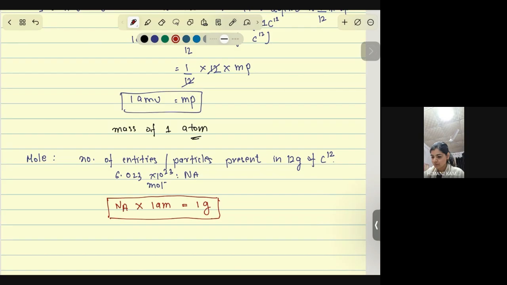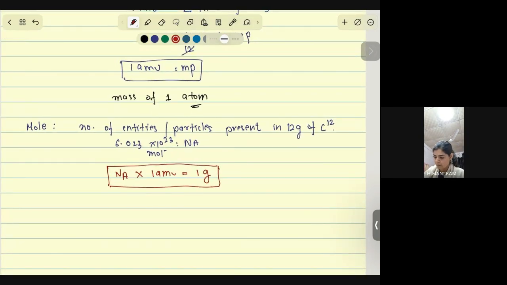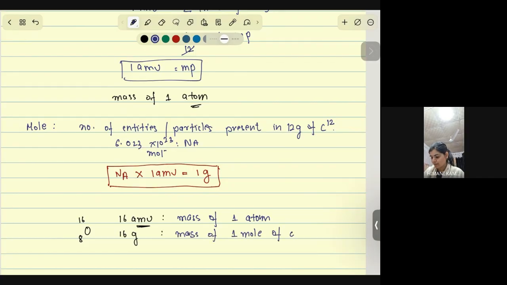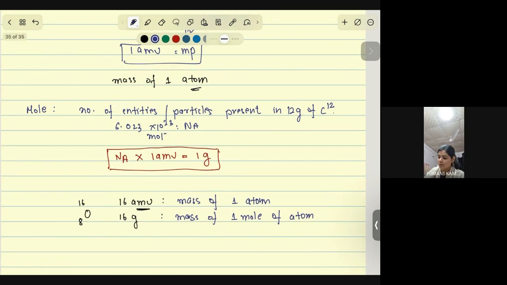Remember this. If we write oxygen as 16 AMU, then it means it is the mass of 1 atom. Because AMU is for 1 atom, so 16 AMU is the mass of 1 atom. And if it is 16 gram, then it is the mass of 1 mole of atoms. And AMU is nothing but the mass of a proton.